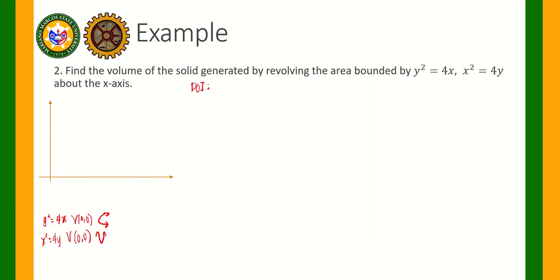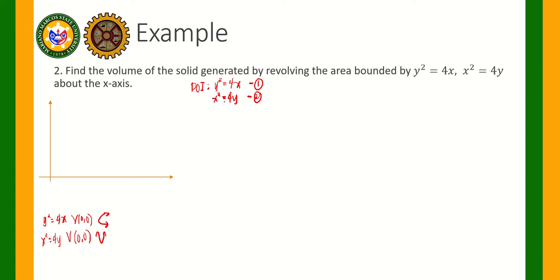So, that's the only thing I need to correct there. Okay? So now, going back to our example number 2, solving for our point of intersection. So let this be our equation 1. So y squared equal to 4x be our equation 1. And then our equation 2 is x squared equal to 4y. This is our equation 2.